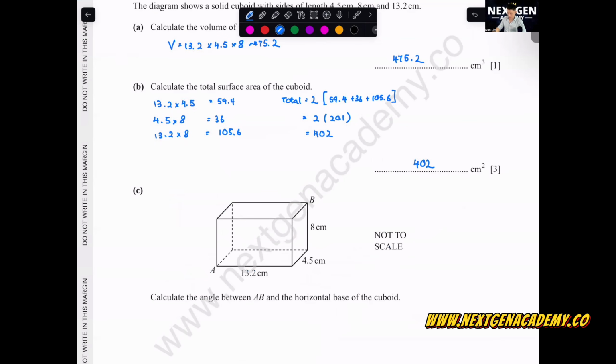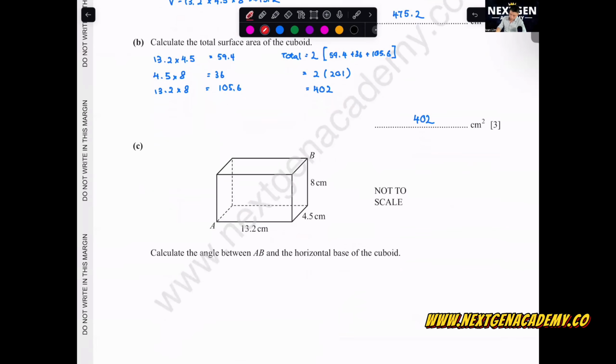Okay, question C. Calculate the angle between AB and the horizontal base of the cuboid. We've got AB. Which angle are we trying to find? This one here. Okay, let's give a name over here. Let's call this C. Okay, so we're gonna do the bottom part first. Okay, this is the base part. 13.2, 4.5. Okay, this is the C value. This is a 90 degrees angle. So we want to find what is this value here first. Okay, let's call this X.